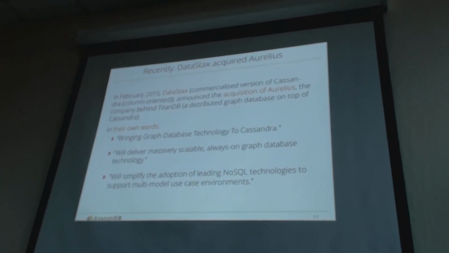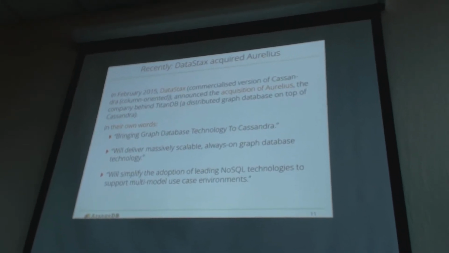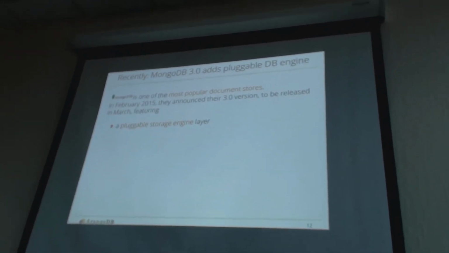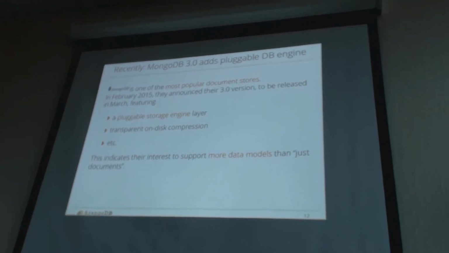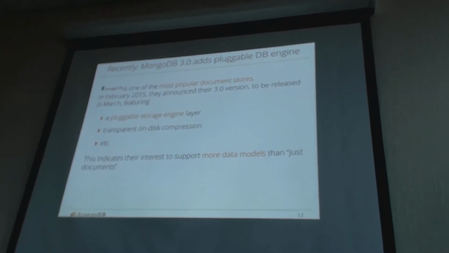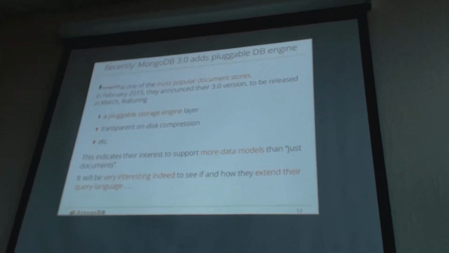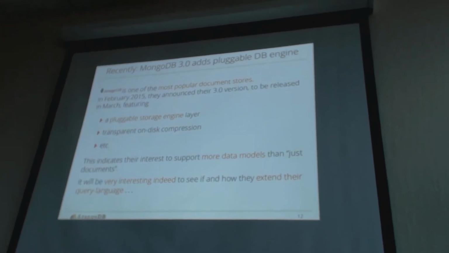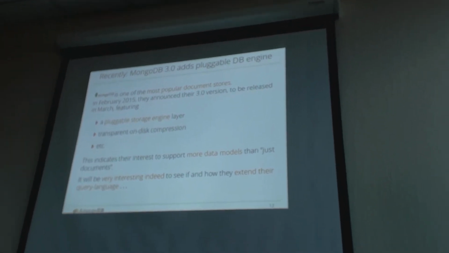Such a big player doing a big columnar store wants to support graphs as well. And finally, the recent release of MongoDB, which is a pure document store at this stage, has announced that they do pluggable storage engine. So again, they want to be able to replace the storage engine with something else, which is probably better suited for graphs. I don't know. We'll have to see what they do. For their case, it will be very interesting to see how they extend their query language, which is really close to document business, to other data models. But in any case, it's an indication that something is going on.